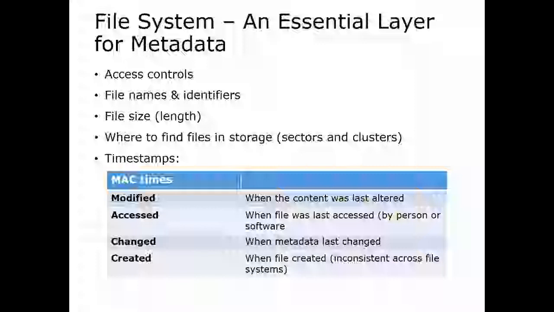So the file system is this essential layer for metadata. It has access controls, file names and identifiers, file size, where to find the files in storage, right? So there's this indirection where a program doesn't make a call to a spot in storage, it makes a call to a name of a file that then gets routed through the file system to where it actually is in storage.